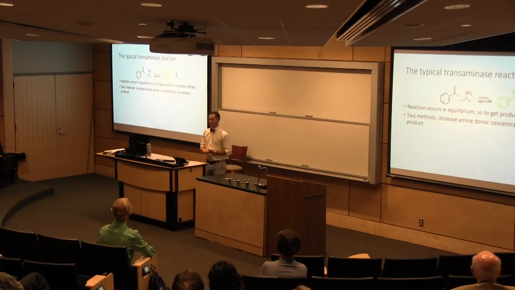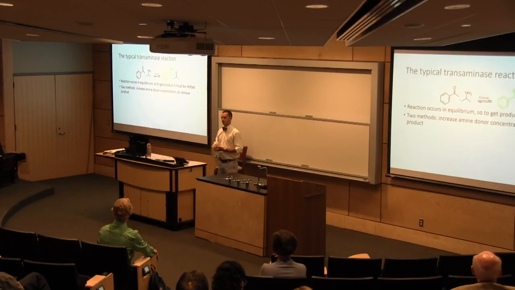A typical transaminase reaction occurs in equilibrium. This means that once the reaction reaches equilibrium, the products and the starting materials form and reform at the same rate. We need to take steps to enforce the product side of the reaction, so we push the equilibrium towards the product side so that we get the product that we want.